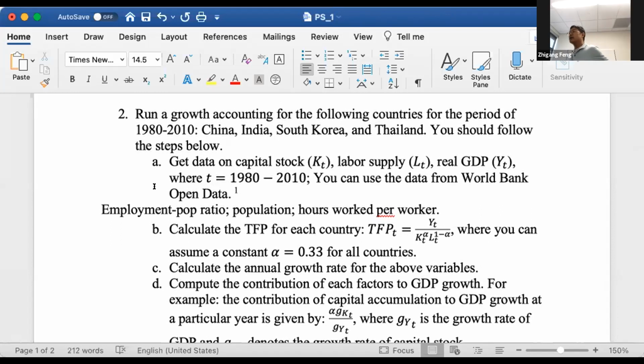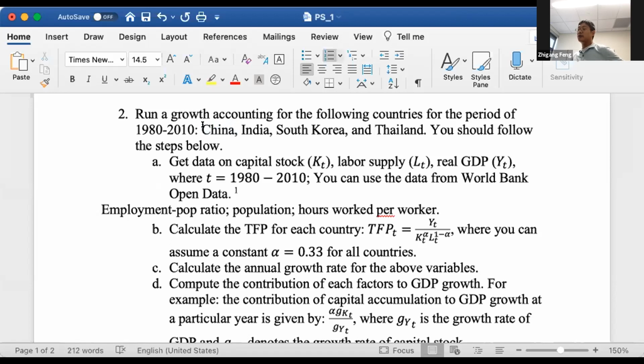And pick a different country? So it's absolutely okay. The point of this exercise is for you to have a sense of how we are going to work with data. So if you cannot find sensible data for China, feel free to switch to whatever country you find interesting.